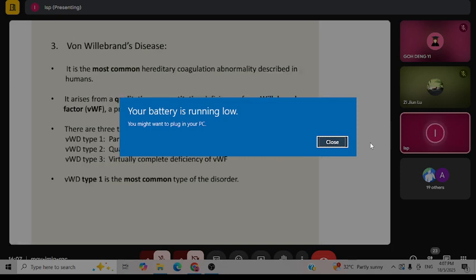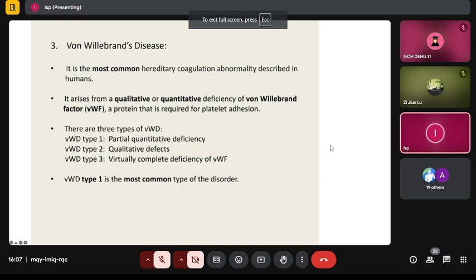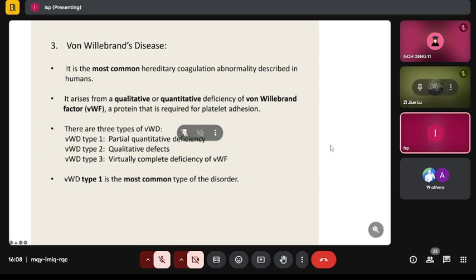Okay, von Willebrand disease is one of the most common hereditary coagulation abnormalities. There are three types of von Willebrand disease. Type 1 is due to a partial deficiency. You just have not enough number, but you still have it. So the disease is the milder one. Type 2 is a qualitative defect. You have the number of von Willebrand, but it doesn't function very well. Bleeding is mild to moderate as well.